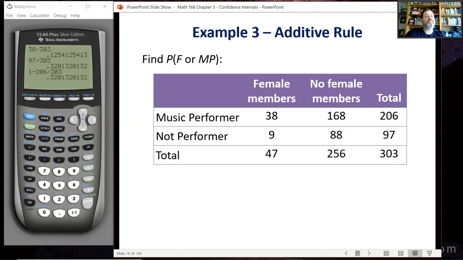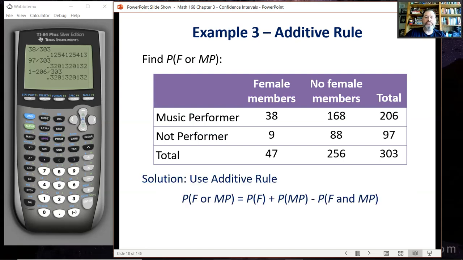Find the probability of female or music performer. What we're going to do is use the formula. We're going to use the additive rule, we see an OR, and then we're going to use the formula. Now, we've already computed these numbers in a previous problem, but I'm going to compute it again from scratch. The probability of female was 47 out of 303. Then we add the probability of a music performer, which was 206 out of 303. Then we subtract the probability of female and music performer. That was 38 out of 303.